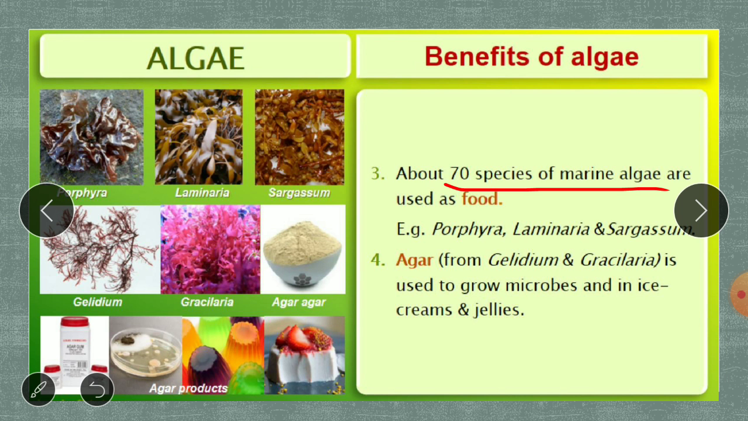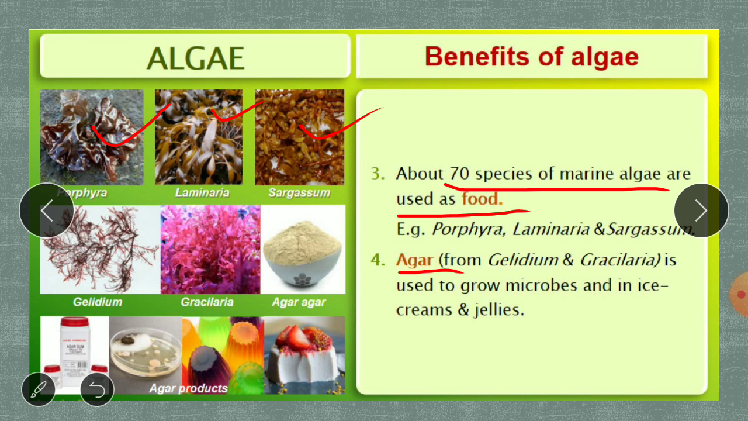70 species of marine algae are used as food by human beings. Examples are Porifera, which you can see over here, and Laminaria and Sargassum, which are examples of algae eaten by human beings. Then, apart from that, another important use of algae is agar.